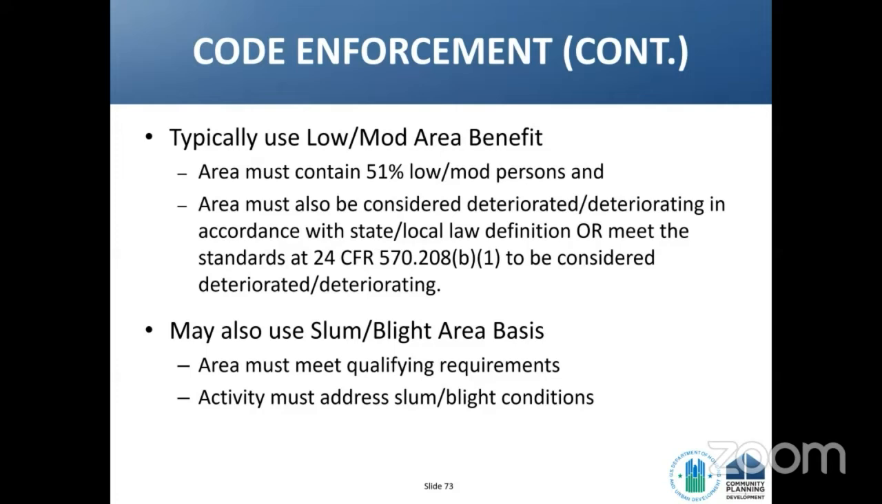Keeping in mind, as James mentioned earlier on a different presentation, that we have the 70% overall benefit requirement, which means that 70% of a grant over a 1, 2, or 3 year period as determined by the grantee has to be spent for activities that benefit LMI persons. So any slum blight area or spot or any activity that doesn't meet benefit to low and moderate income persons, they have to keep the overall benefit requirement in mind if they're choosing to use slum blight. Next slide, please.